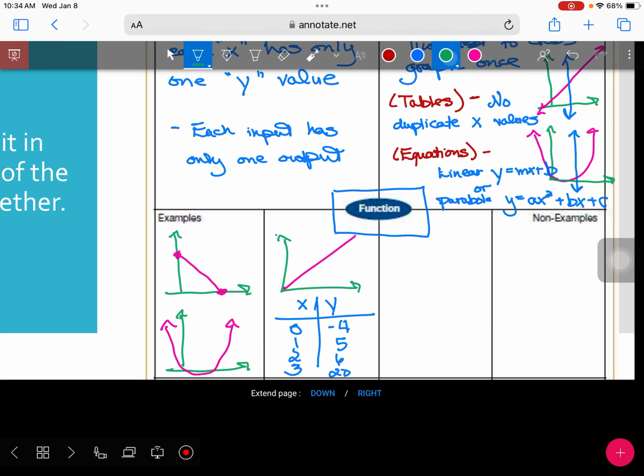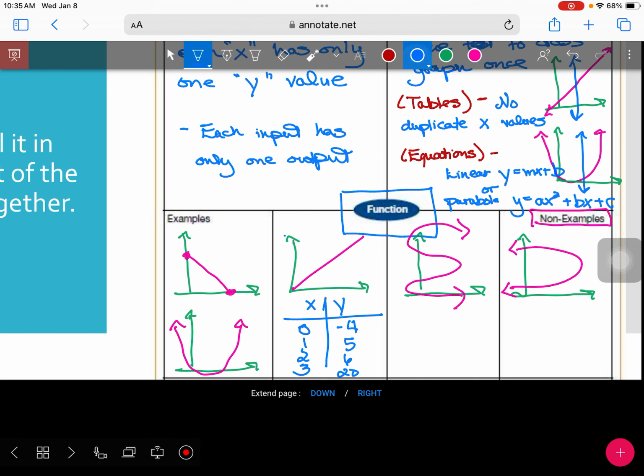Non-examples of a function would be something like an S-curve. So that is not an example of a function. What else? Trying to think. If I had something like this, that would not be a function. Actually, let me take that back. Let's go like this. Sometimes you see that, that is not a function.